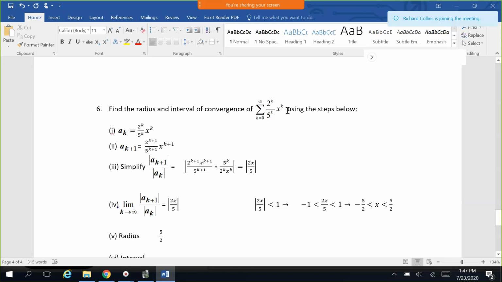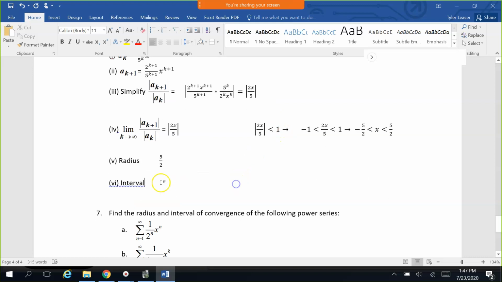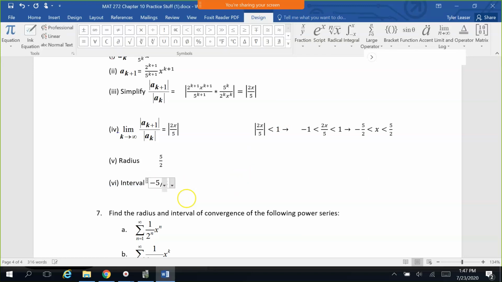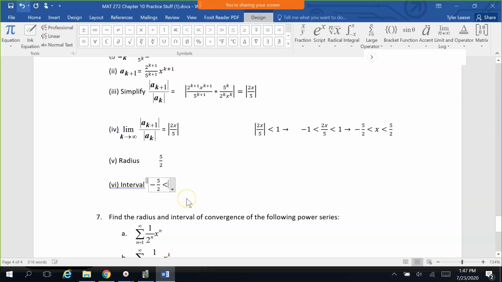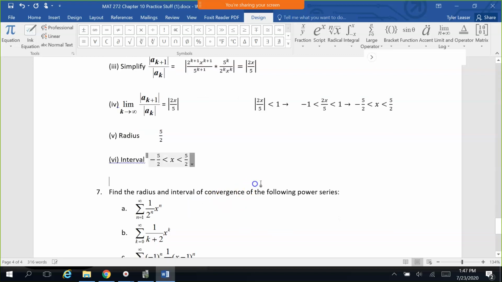I'm not even going to bother doing that though, because if I plug negative 5/2 into here, I'm just going to get negative 1 to the k, which is going to diverge. If I plug positive 5/2 into here, I'm just going to get 1 to the k, which is also going to diverge. So I'm not going to bother plugging in the limits, because I can already see that both of the endpoints are going to diverge, which means my interval is going to be negative 5/2 less than x less than positive 5/2.